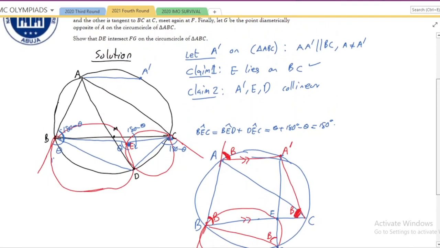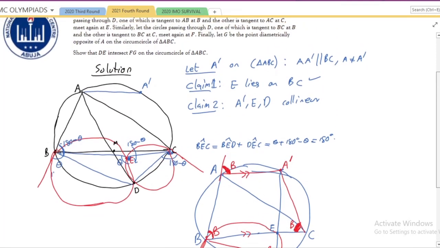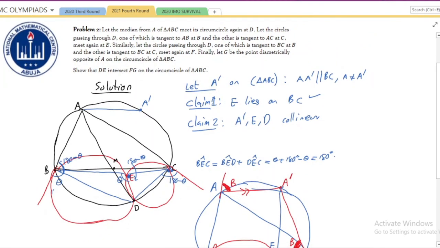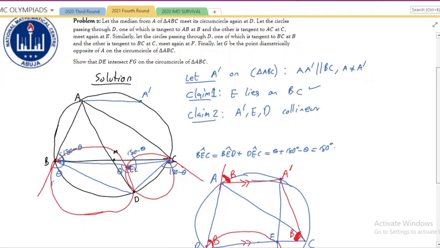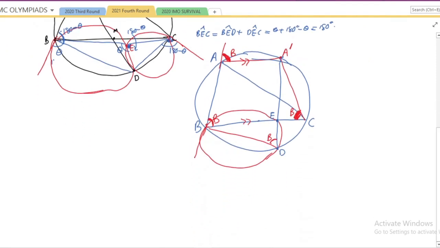Okay, so we have two claims so far. Now we're going to actually move on with the problem. So go to the next setting, and then we'll do something similar and then combine the two. So say similarly, let the circles passing through D, one of which is tangent to BC at B, the other is tangent to BC again at C. So this time they meet at F. So we're going to give yet another sketch.